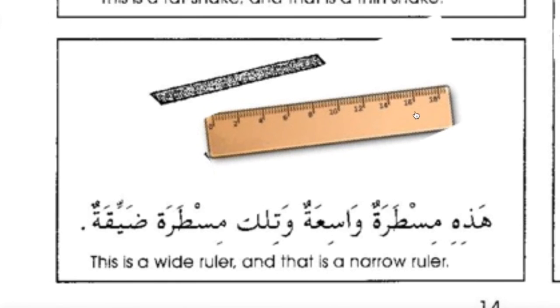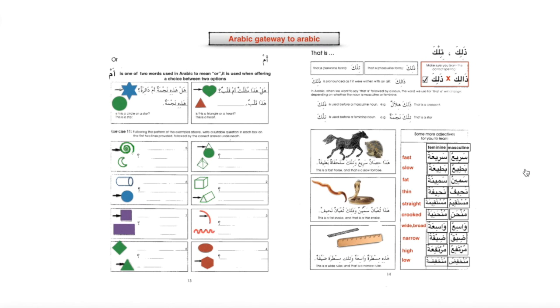So this is a wide scale. What is the scale called? It's called mistaratun. It is feminine. And it is a narrow scale. So what is wide called? Wide is called wasi'un, and as feminine it will be wasi'atun. So let's do this sentence. We say hadihi, this is mistaratun wasi'atun, watilka, and that is mistaratun dayiqatun. So dayiqatun is your narrow. So this is how we use zalika and tilka.